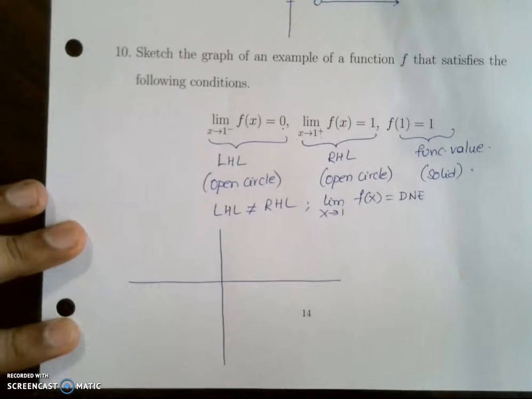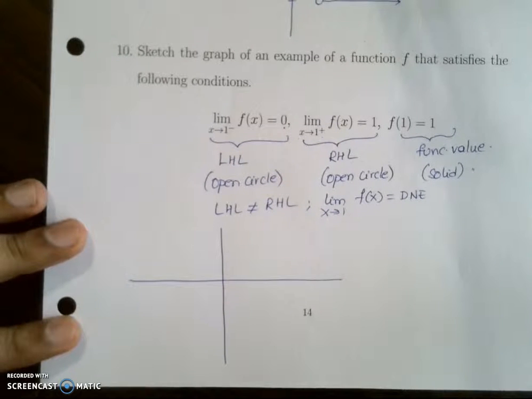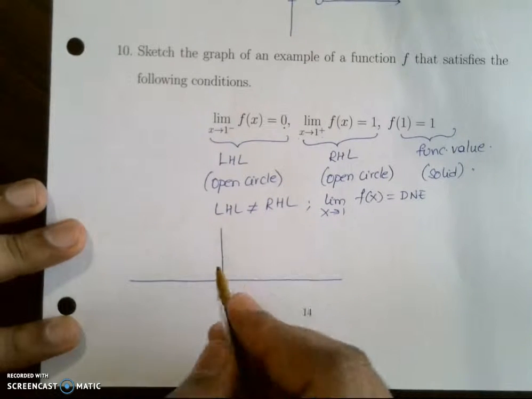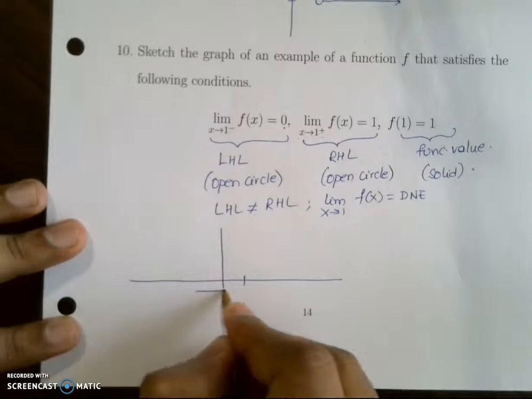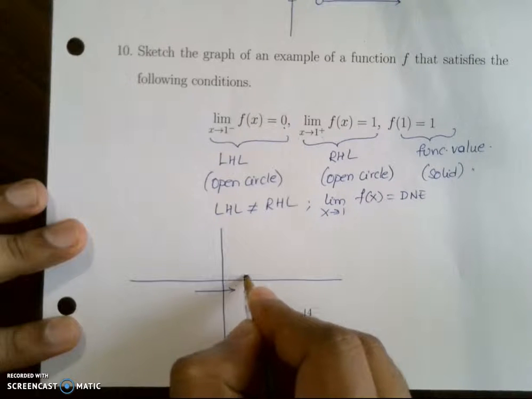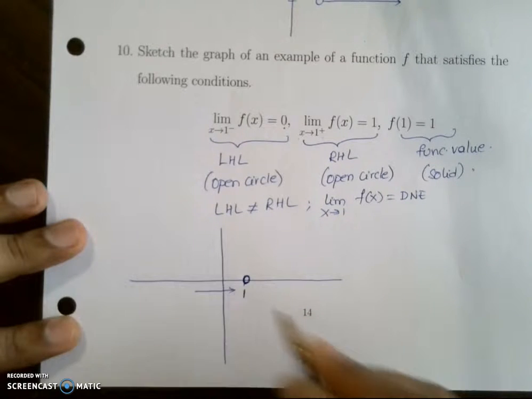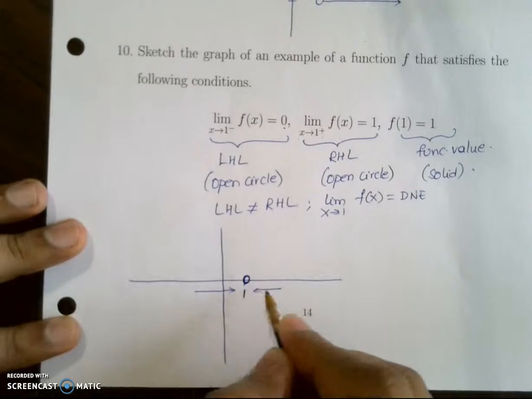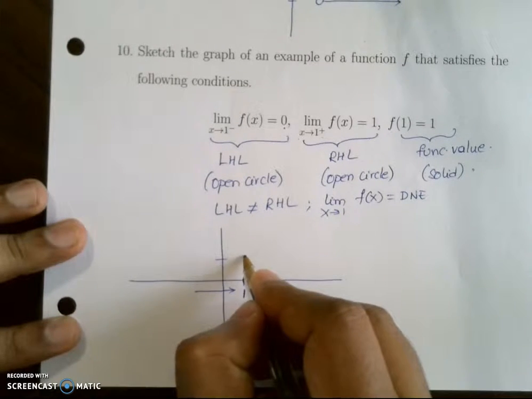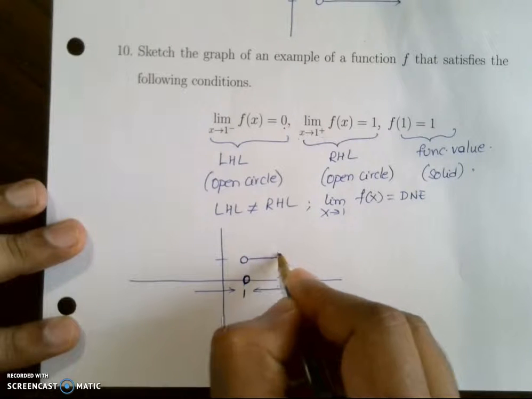So now, again, there are many possibilities. I'm only sketching one of the possibilities. The left-hand limit is 0. That means at 1 it is 0. So as x approaches 1 from the left, you get a 0. So that's an open circle. And the right-hand limit is 1. So as x approaches 1 from the right, the y value is approaching 1. So that's an open circle again.